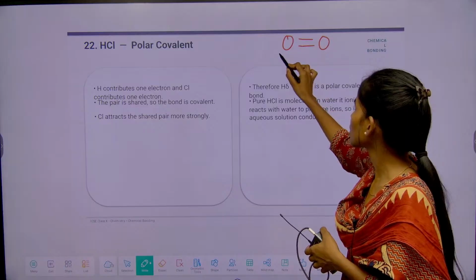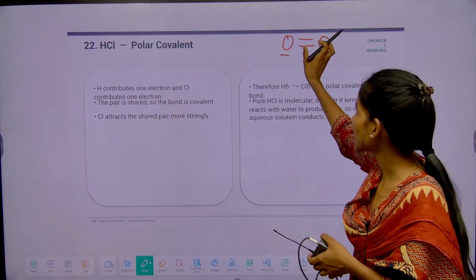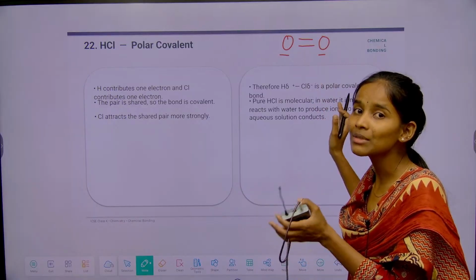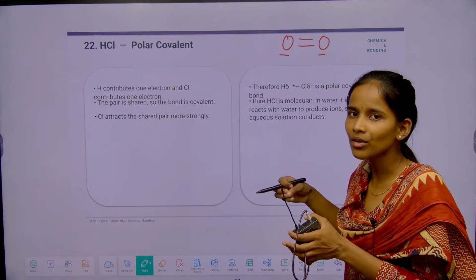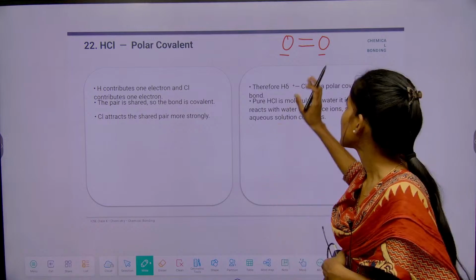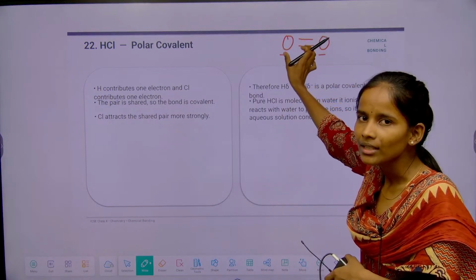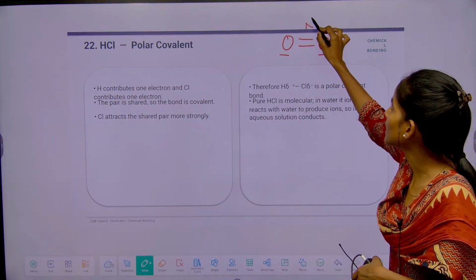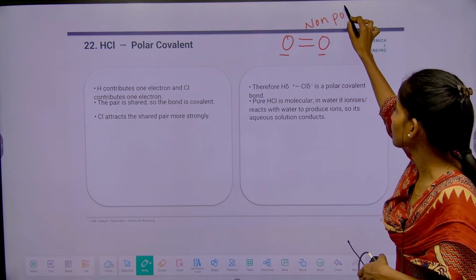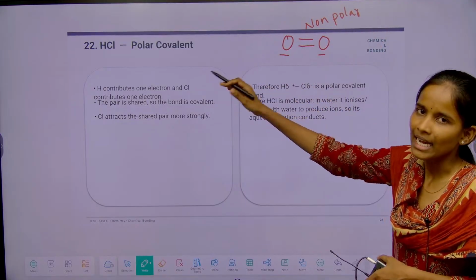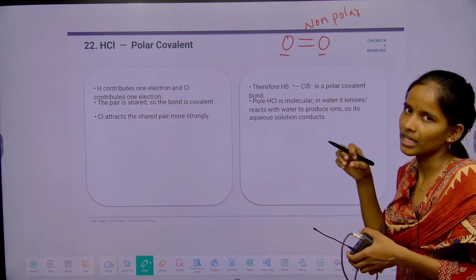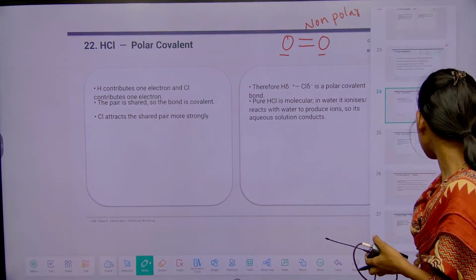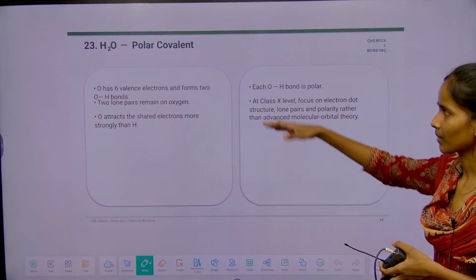Why? Because both are oxygens only. So whatever the shared pair of electrons are there, they are attracted towards both the atoms equally. Not more to one atom and less to another, they are attracted by both the atoms equally. So this bond we will call non-polar. Whereas in HCl, chlorine is attracting more, that's why we call that bond a polar covalent bond. One more example we can take is H2O, water.